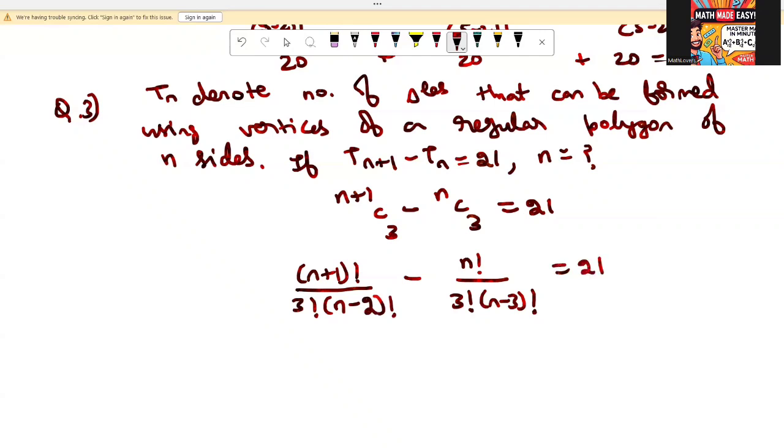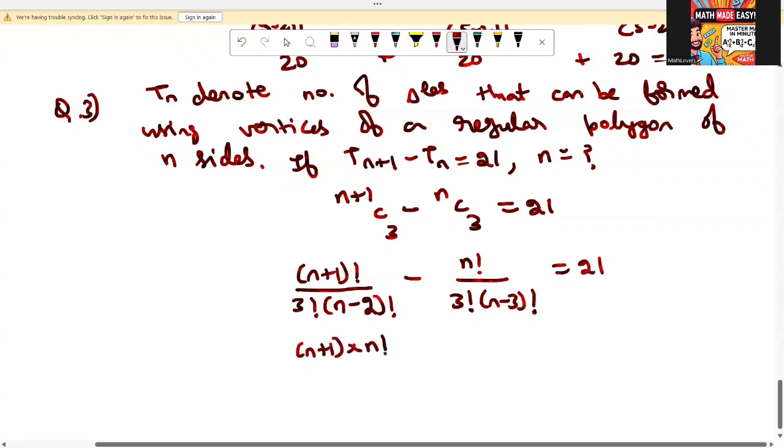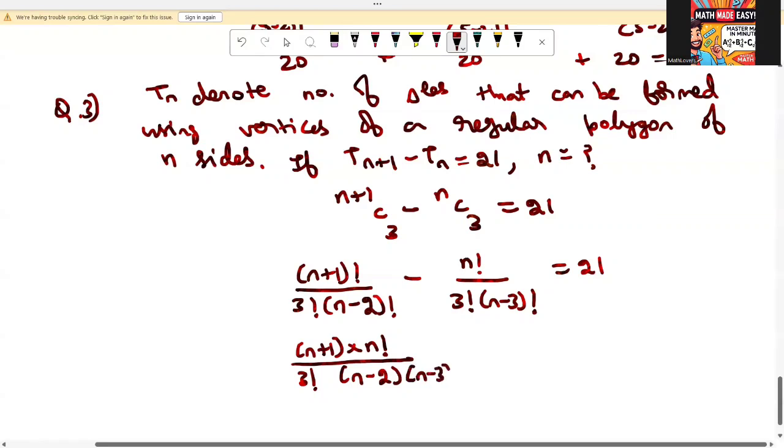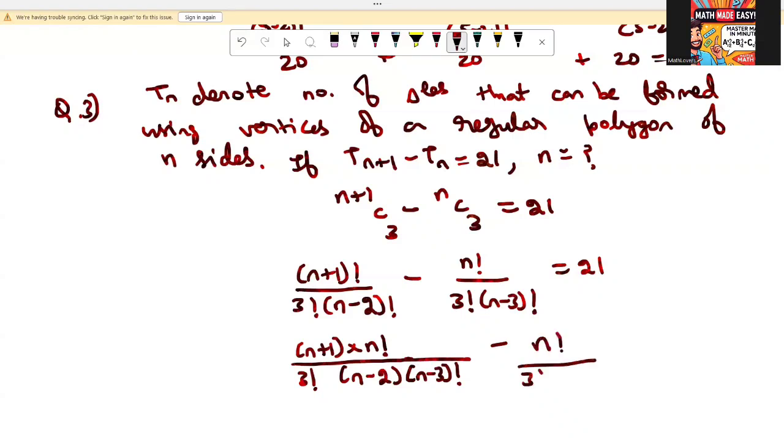So out of these two factorials, if I compare n factorial and n plus 1 factorial, n plus 1 factorial is a bigger number. So I can rewrite it as n plus 1 times n factorial. And this 3 factorial be as it is. Comparing between n minus 2 factorial and n minus 3 factorial, I understand n minus 2 factorial is the bigger factorial. So I can rewrite it as n minus 2 times n minus 3 factorial. So minus n factorial. So why are we doing this? So that we'll be able to take the factorial parts common.